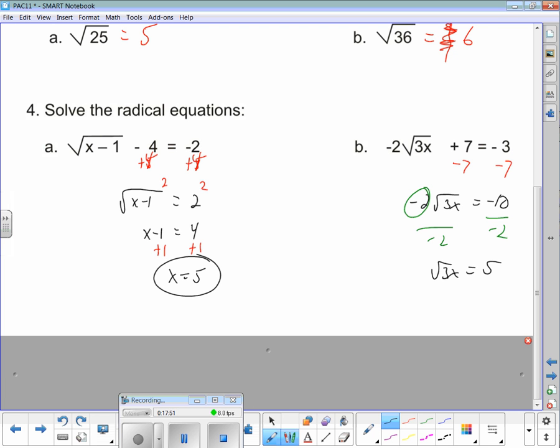All right, my radical is isolated. I can now square both sides. 3x equals 25. And again, things multiplied times a variable, you multiply by the reciprocal, or you do the shortcut. And how many ended up with x equals 25 thirds?